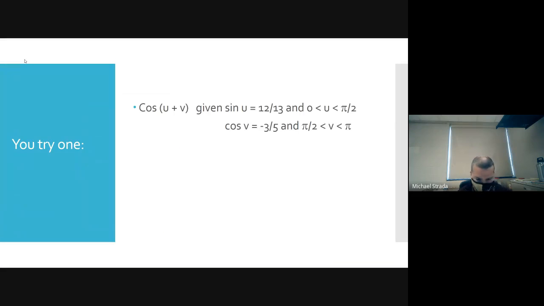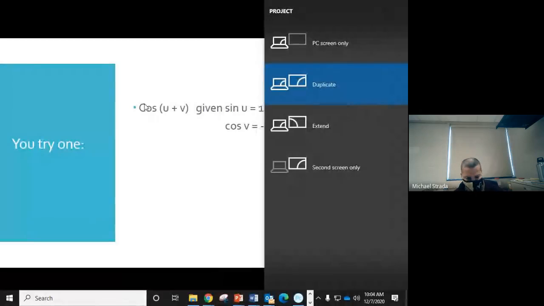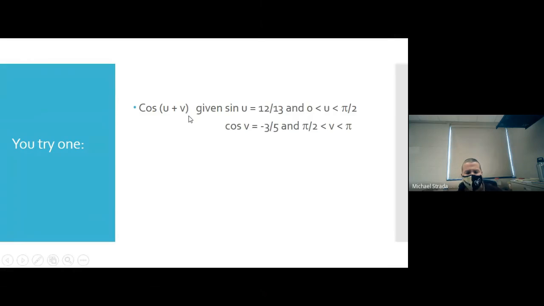All right, so to finish up for today, you do the last one. Find the cosine of u plus v given sine of u equals 12 over 13, and u is between 0 and pi over 2. Cosine v is negative 3/5, and v is between pi over 2 and pi. You don't have to do anything with the triangle, you just use it to find the other value. So the triangle just shows you where the number comes from.